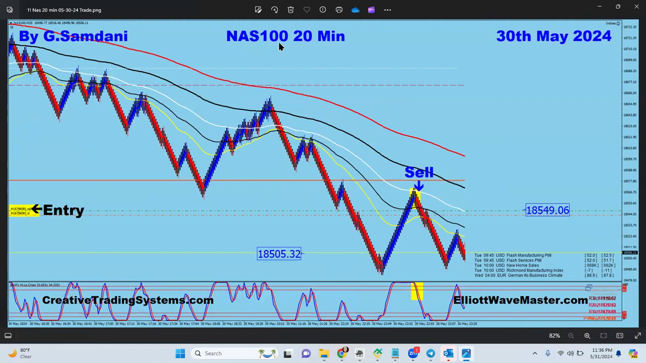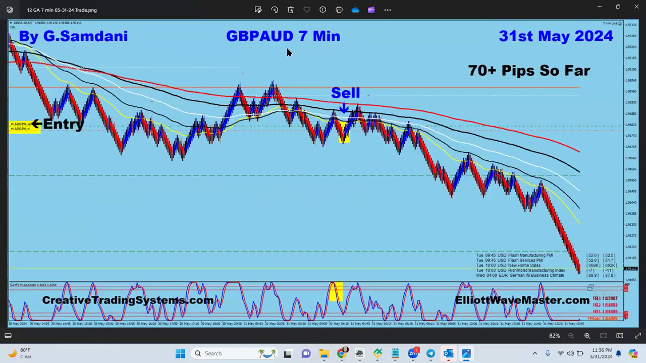Let's see, this is Nasdaq, right, going down on the 30th. Sell orders right there. Not too big, but a small trade, right? But something. And pound Aussie, 7-minute chart entry here. Sell orders right there, and it went down 70 pip. This week wasn't moving much, right? So that's why in most of the trades you see, forex pairs, I have like 50 pips, 60 pips, 70 pips.